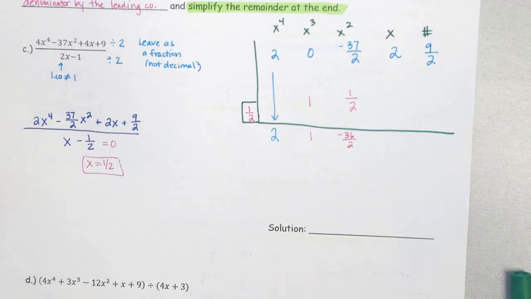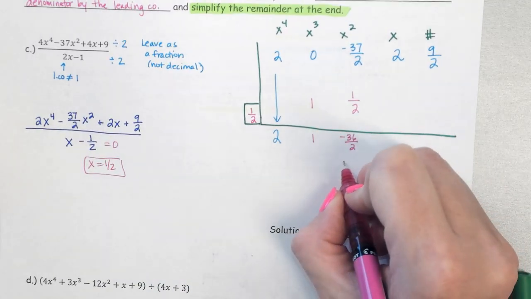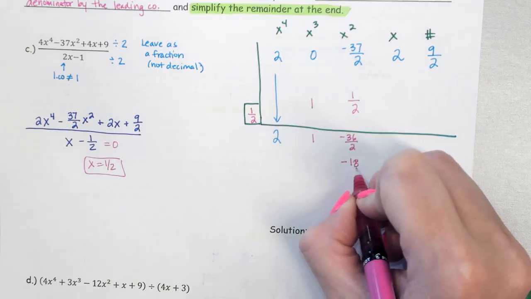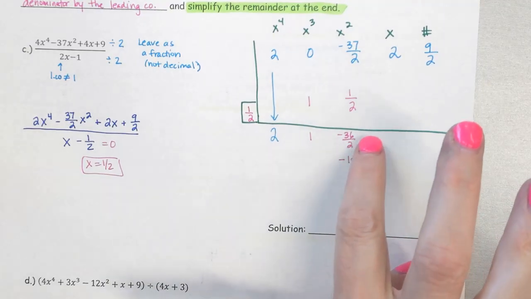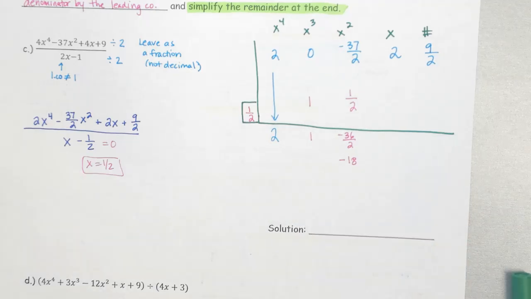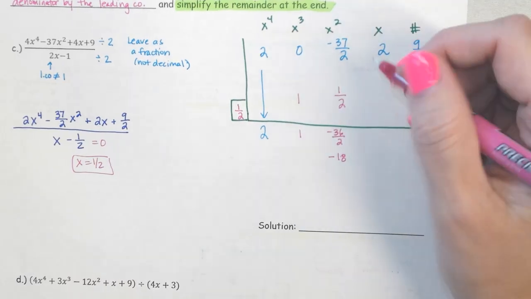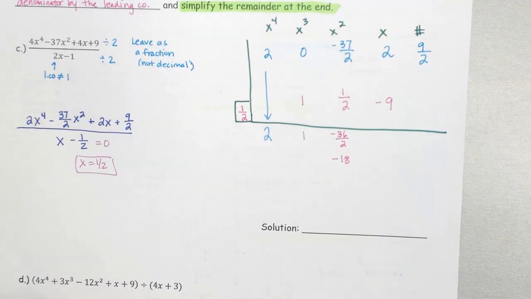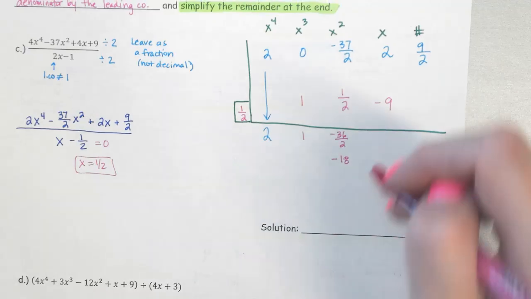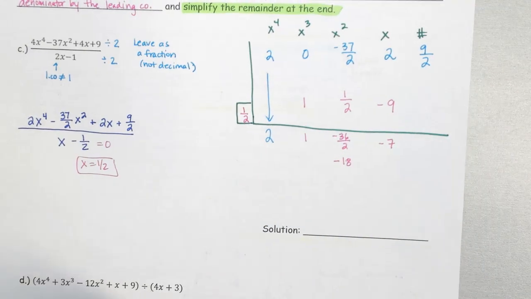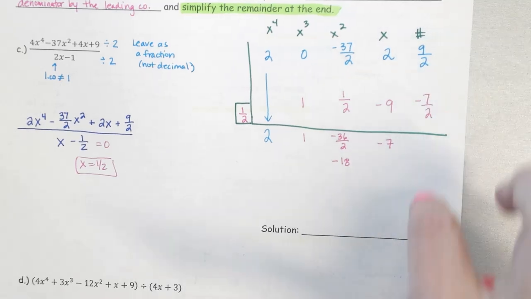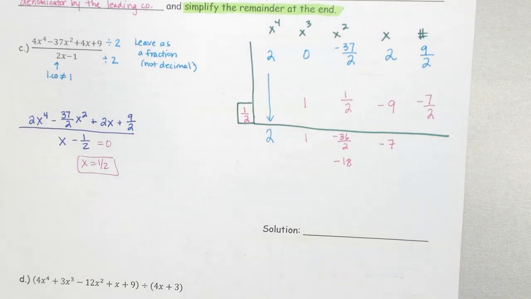What is that reduced to? Negative 18. You can do that reduction in your head, or if you want to reduce after you write it down, that's okay too. So then what is half of negative 18? Negative 9. Add straight down. I want you to add straight down and simplify if you need to. And then don't write down your answer yet, because remember I said we have to simplify the remainder. I want to do that with you.